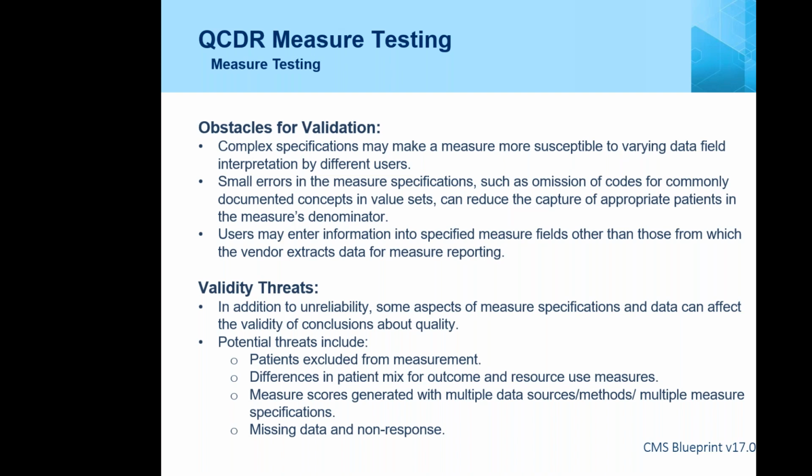So what happens with these obstacles is that threats can include things like a patient is excluded from measurement. There becomes a difference in patient mix for outcome and resource use measures. Measure scores are generated with multiple data sources, methods, and multiple measure specifications. Therefore, it's not reliable. And there could be missing data and non-response.